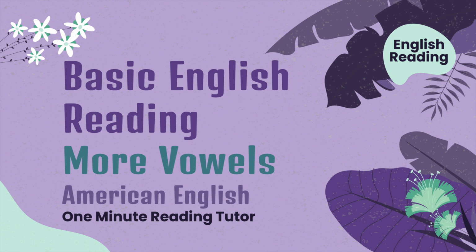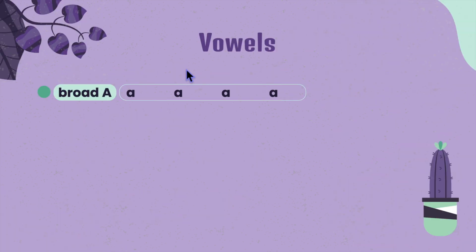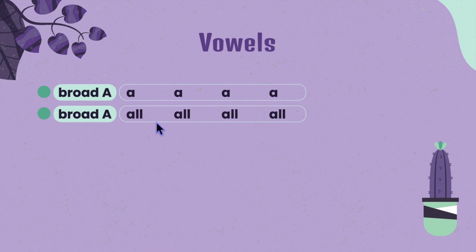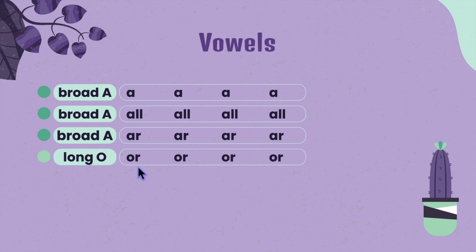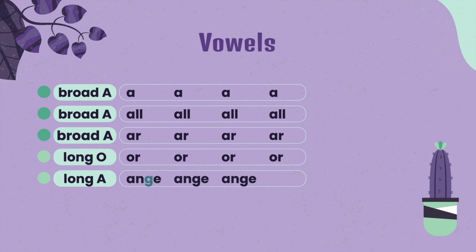Today we're covering more beginner English vowels. Our first vowel is the broad A sound, ah. An example of this is in the word all. You also have the broad A sound in R. You can hear a long O sound in or.